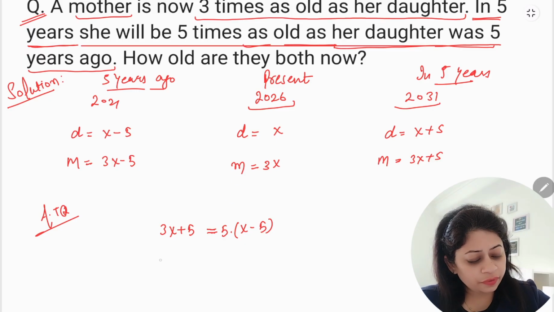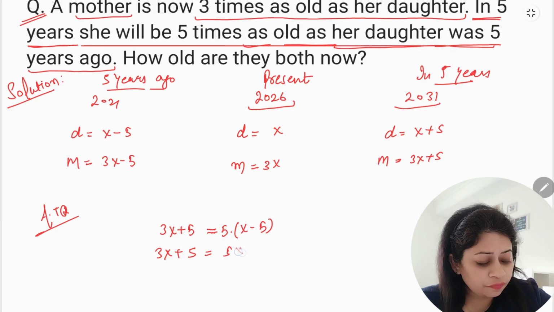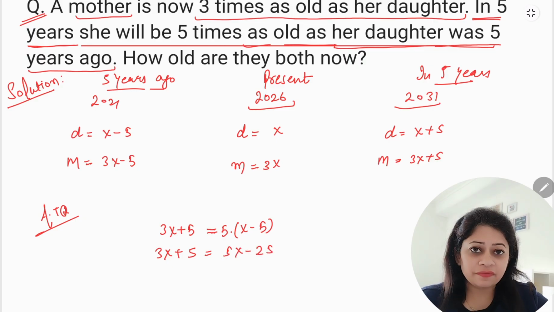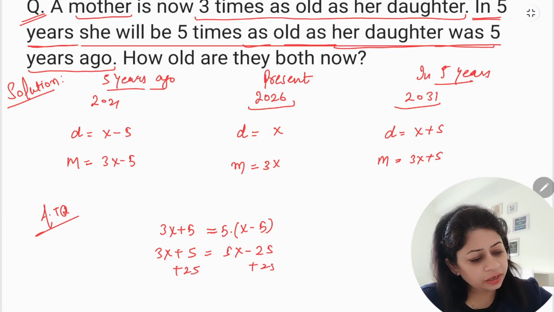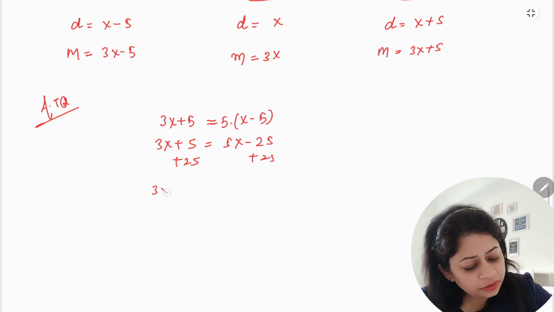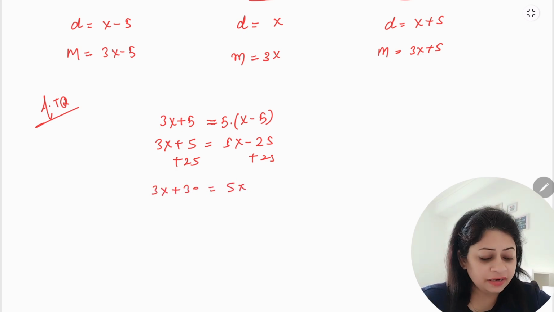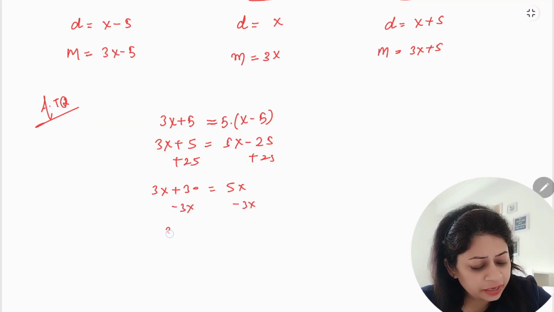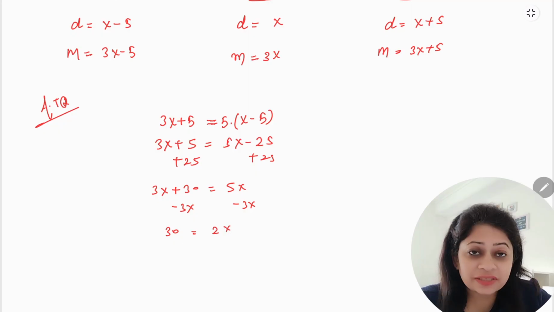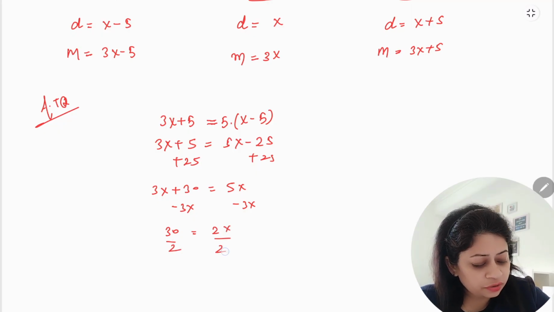Now I'll solve this equation. This is 3x plus 5 is equal to 5x minus 25, right? Okay, so I add 25 on both sides first. What do I get? I get 3x plus 30 is equal to 5x, right? Now I subtract 3x from both sides. I get 30 is equal to 2x, right? So dividing by 2, we get x is 15.